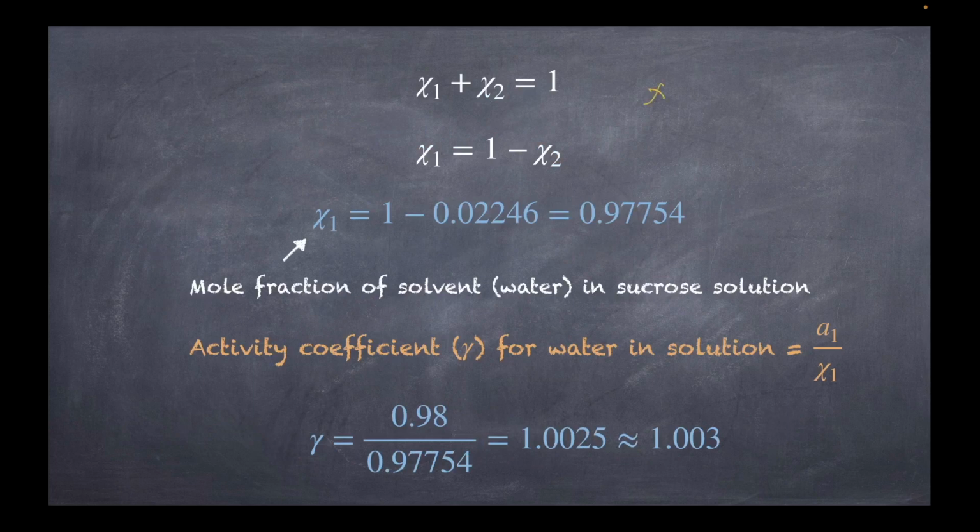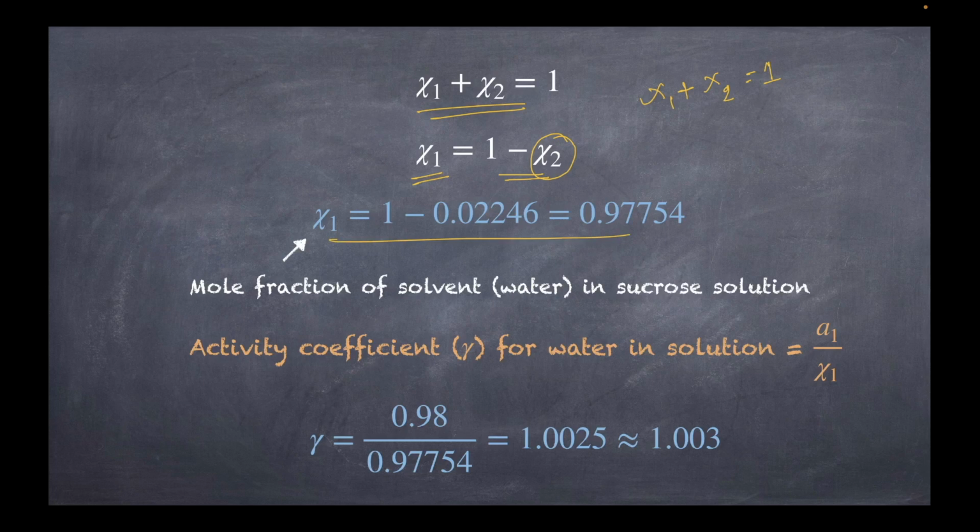Now we know that the total mole fraction of our solution has to be equal to 1. That means mole fraction of solvent plus mole fraction of solute has to be equal to 1. So chi1 plus chi2 equals 1. So mole fraction of solvent, that means chi1, will be equal to 1 minus mole fraction of solute, that means chi2. So we know the value of chi2. By putting this value of chi2, we can get the mole fraction of solvent, that means water. So chi1 will be 0.97754.